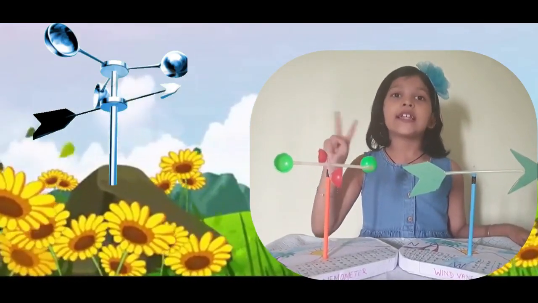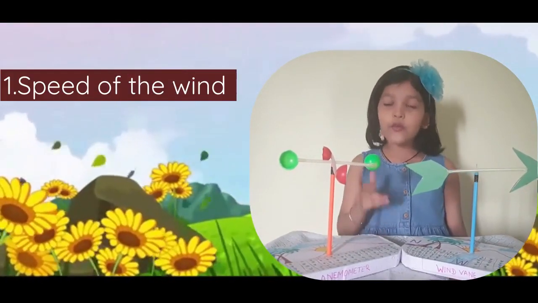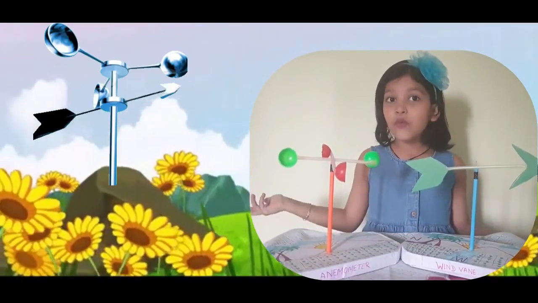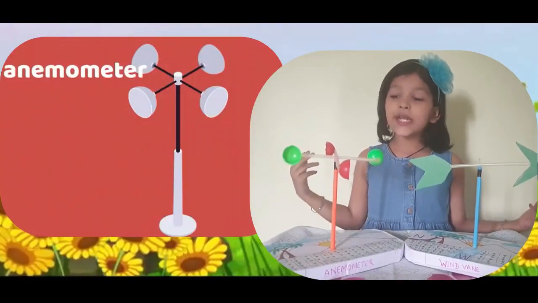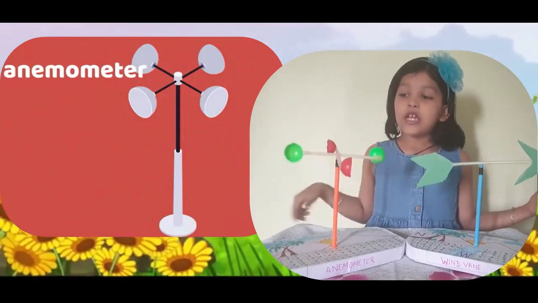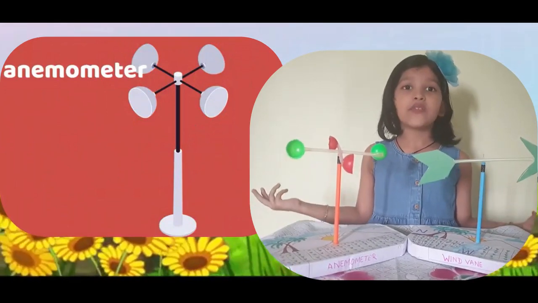Two factors are necessary to specify the wind. One is speed of the wind, another is direction of the wind. Speed of the wind is measured by the instrument called anemometer. It has four half cups on arms rotating around the central axis as per the speed of the wind.